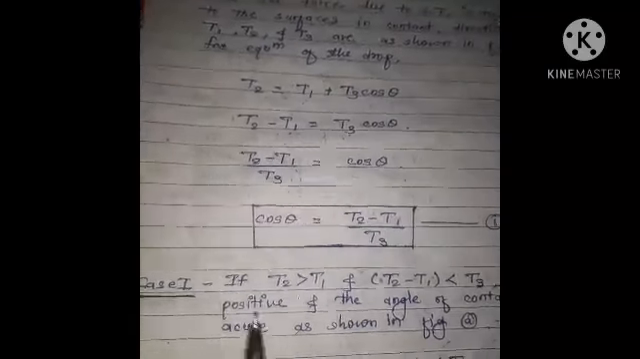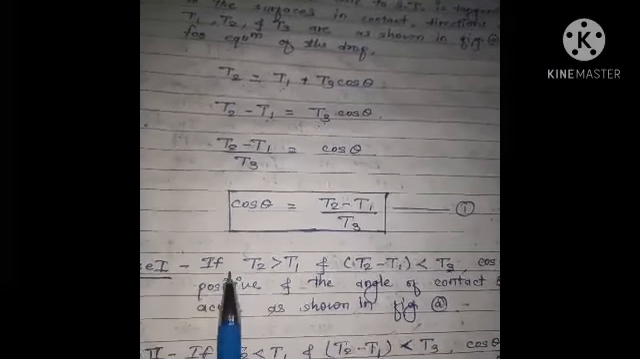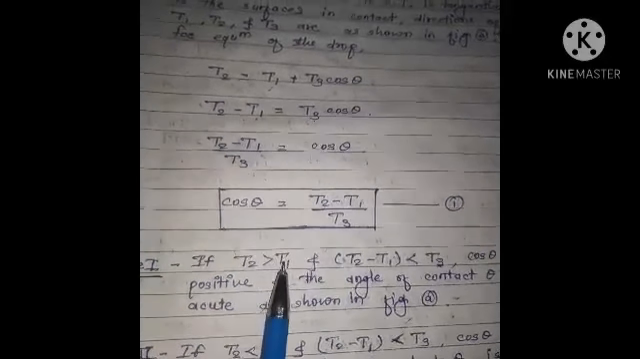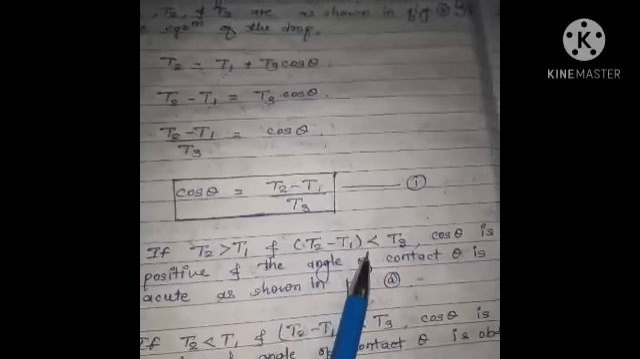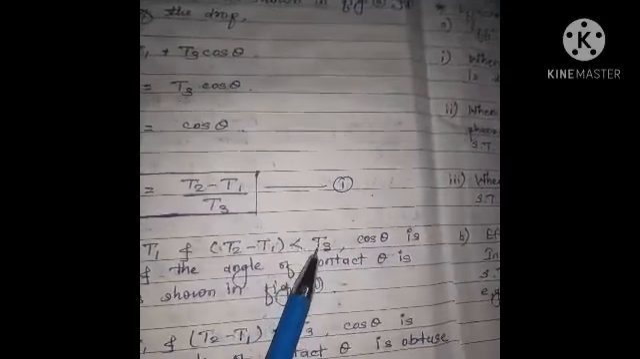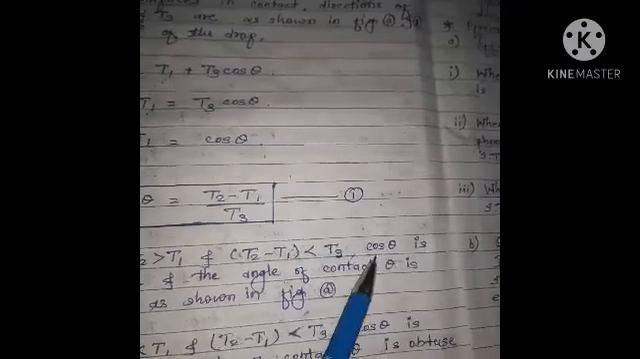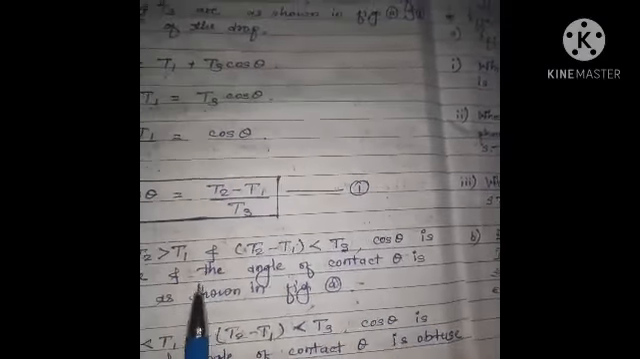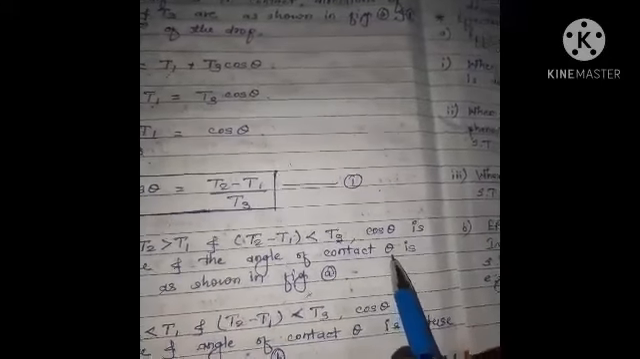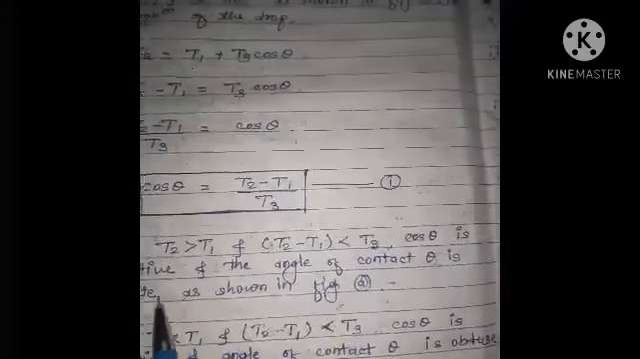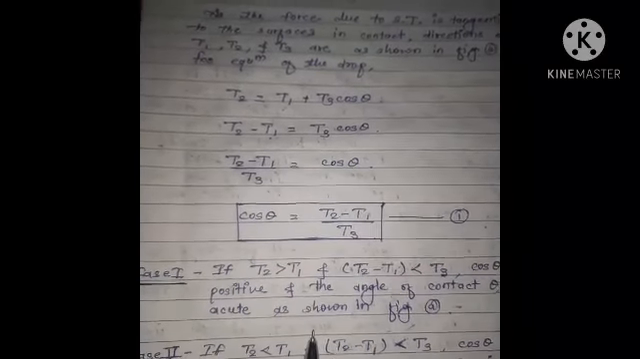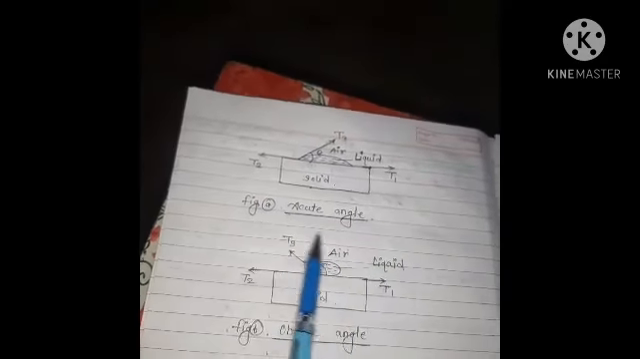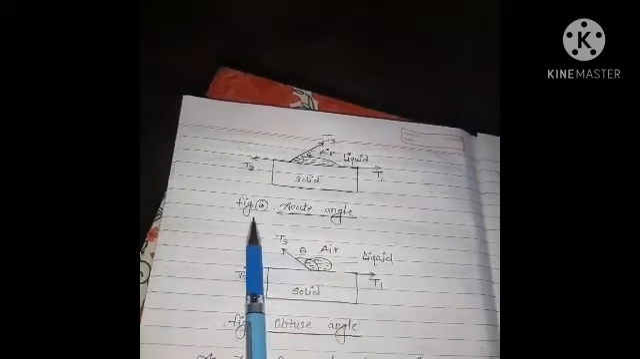Suppose this is case 1. For this, consider T2 is greater than T1 and T2 minus T1 is less than T3. Therefore, cos theta is positive. And for such cases, the angle of contact theta is an acute angle, that is, less than 90 degrees, as shown in this figure, figure A. This is for the first case.